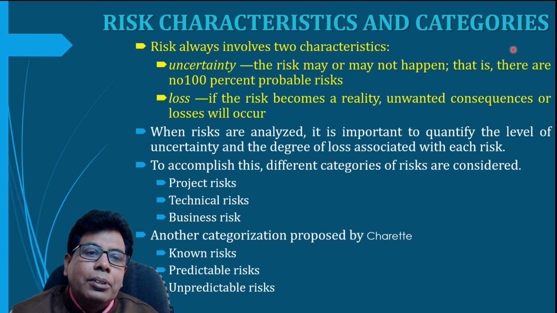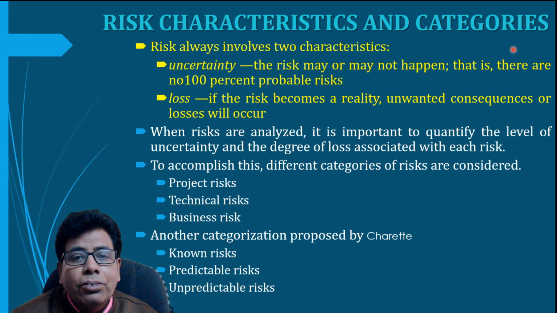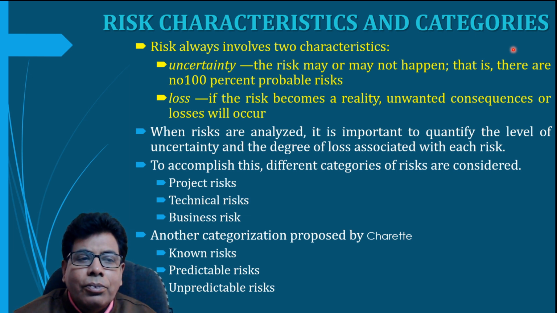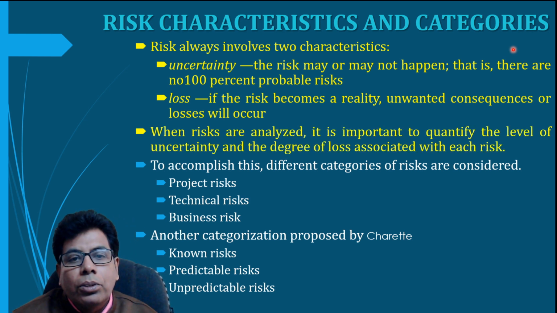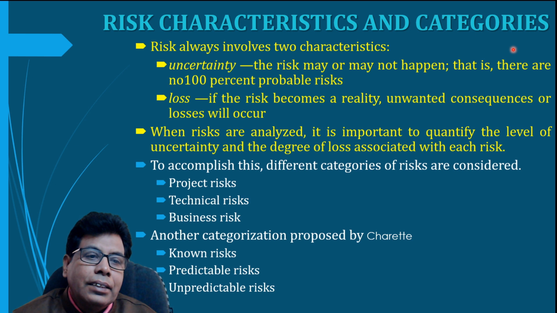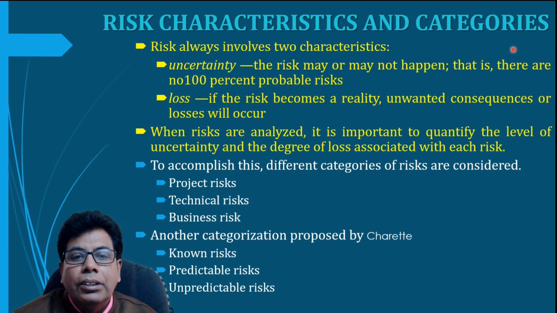Now, if the risk becomes a reality, unwanted consequences or losses will occur. So these unwanted consequences or losses, we have already seen them: delay in completion of the project or increase in the production cost. So these are the losses which will occur. So when we analyze the risk, it is important to quantify the level of uncertainty and degree of loss associated with each risk. The uncertainty and loss, these are the two characteristics of the risk.